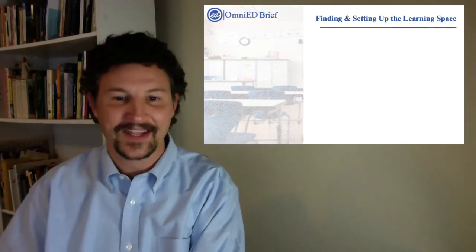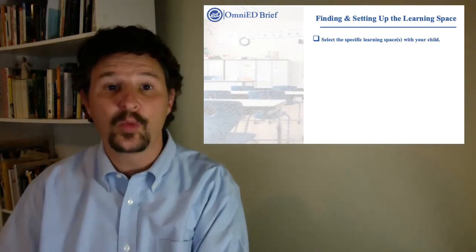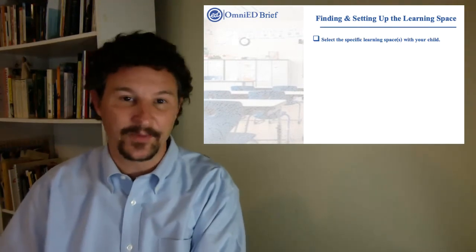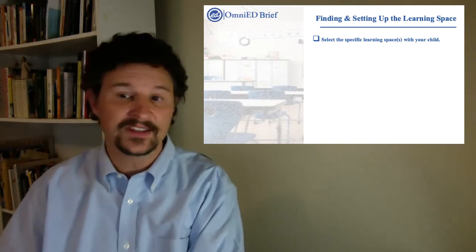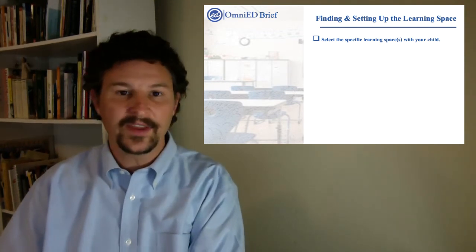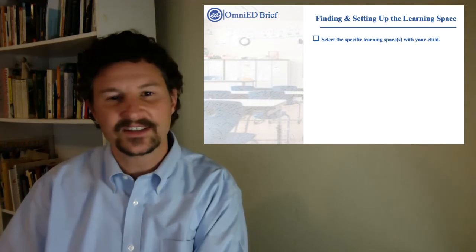Let's begin. First thing we want to do is work with our child to find a space that can help them be successful. Some kids will be fine in a public space, but others may need a space that's more private. We want to think about whether or not they'll need access to technology or other resources as they're going through their learning day.